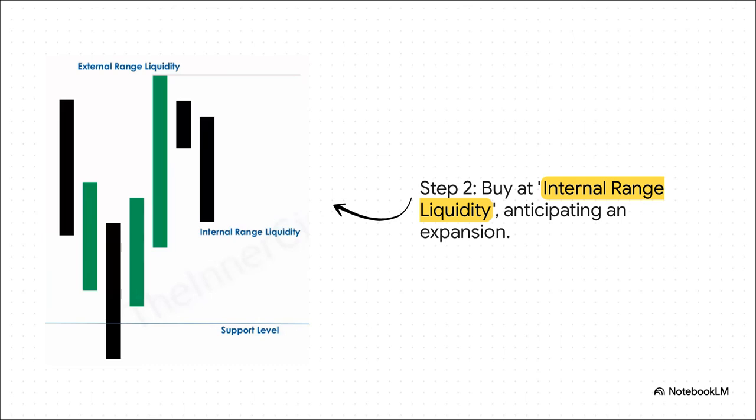When price comes back to that order block, we are buying at what ICT calls internal range liquidity. The easiest way to think about it is this. You're getting into the market at a discount, a wholesale price, with the clear expectation that price is going to expand higher to seek out liquidity at more expensive retail prices.